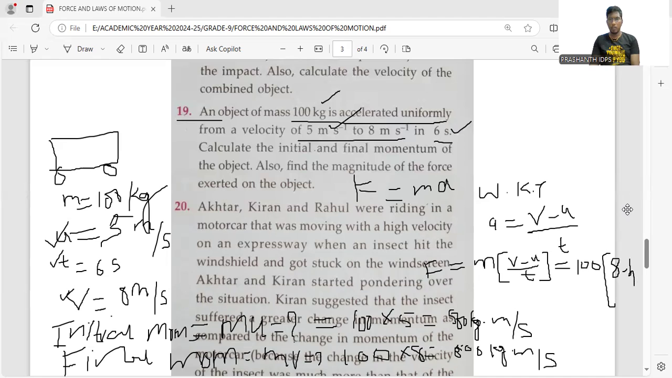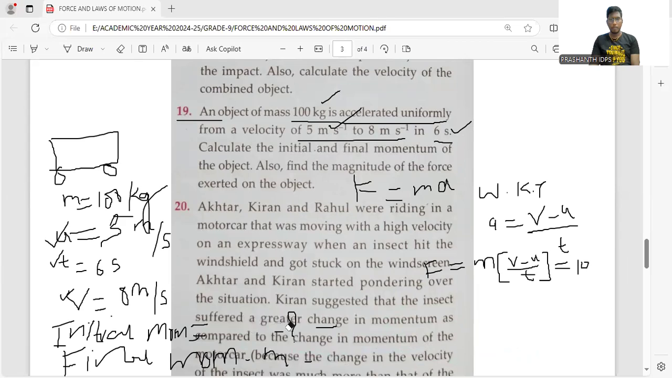Okay, here there is no space. I'll write: m is equal to 100 into, what is the v value? 8 minus 5, divided by the t value 6.